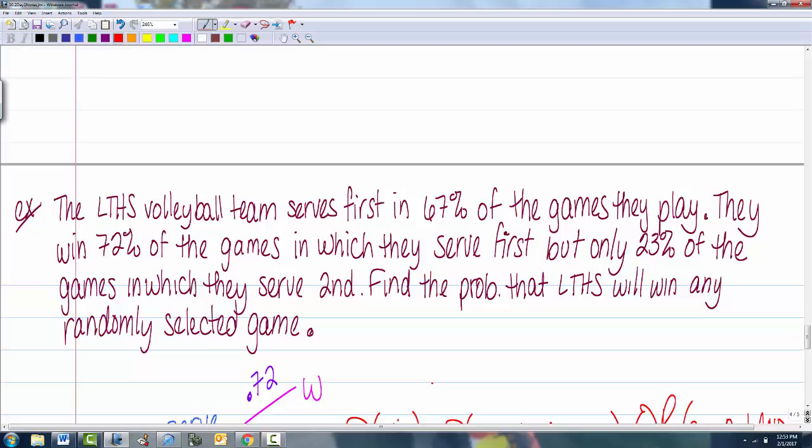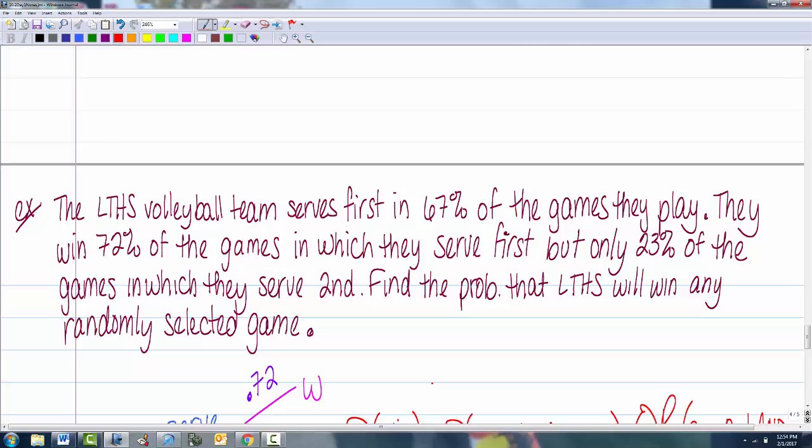I asked this question first hour. They probably already hated me at this point, and everyone didn't raise their hand. But did anyone ever see the Moneyball movie? The movie Moneyball? Baseball? Okay, and it's all about how statistics are used in baseball, and actually in all sports, to track things and see possibilities. So somebody was watching this. Just go along with it. That the LTHS volleyball team serves first somehow in 67% of the games. So throughout the season, this is what's happened, somehow.